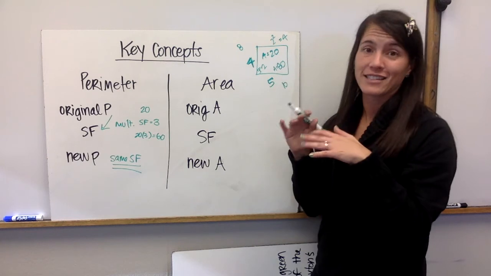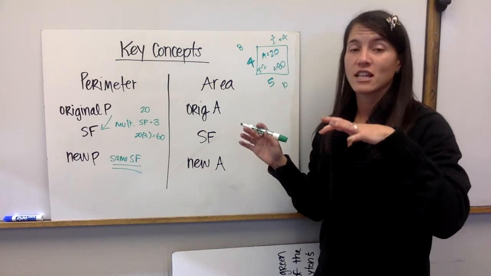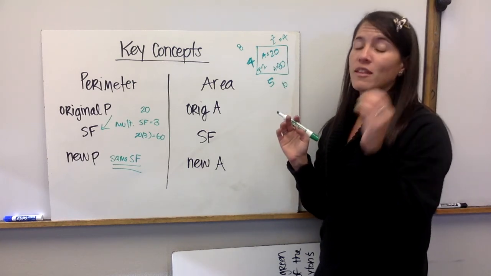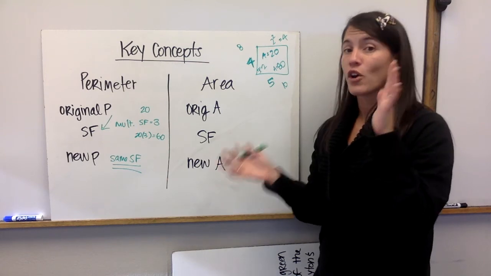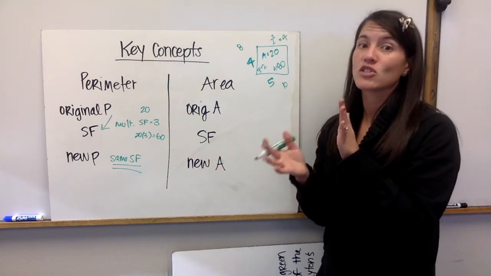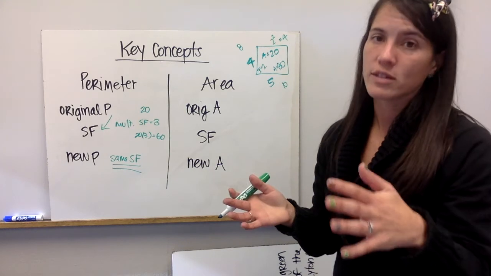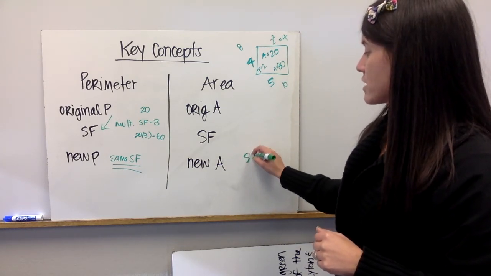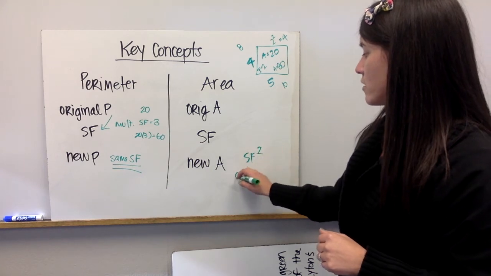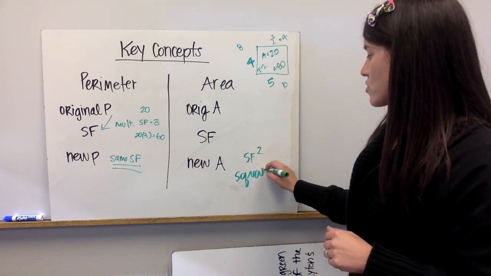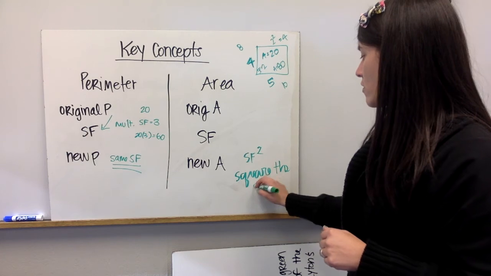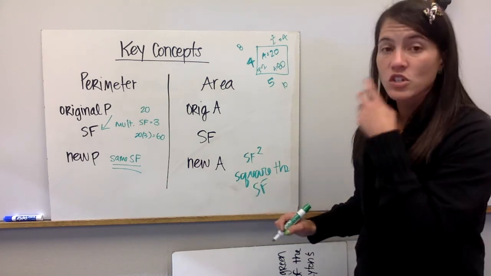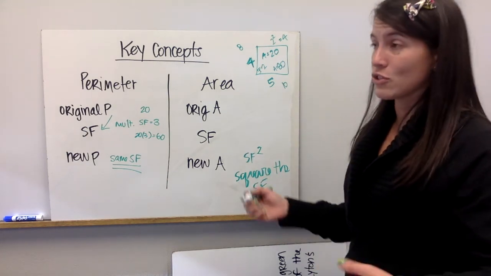Perimeter, you're just adding the sides. So everything is staying the same, but because you're multiplying the width and the length, and you've already multiplied those, then you're actually squaring the scale factor for the area, whatever the scale factor is. So let me show you. The new area is whatever the scale factor is squared. So let's write that. You have to square the scale factor. You have to get that down in your notes.